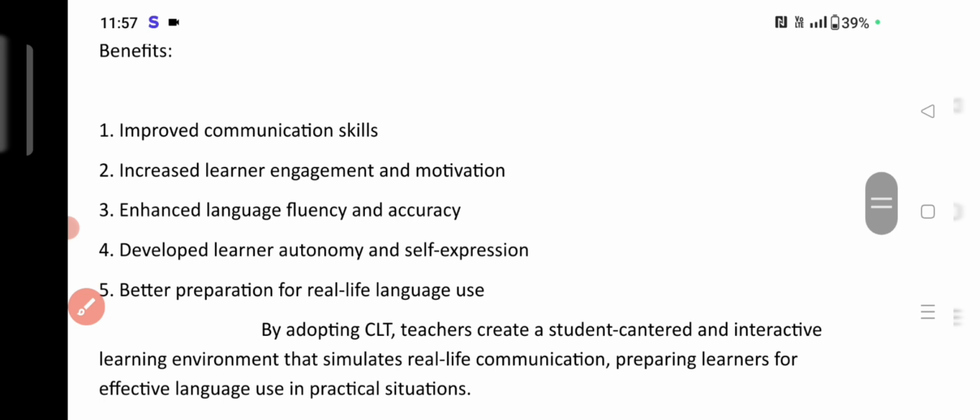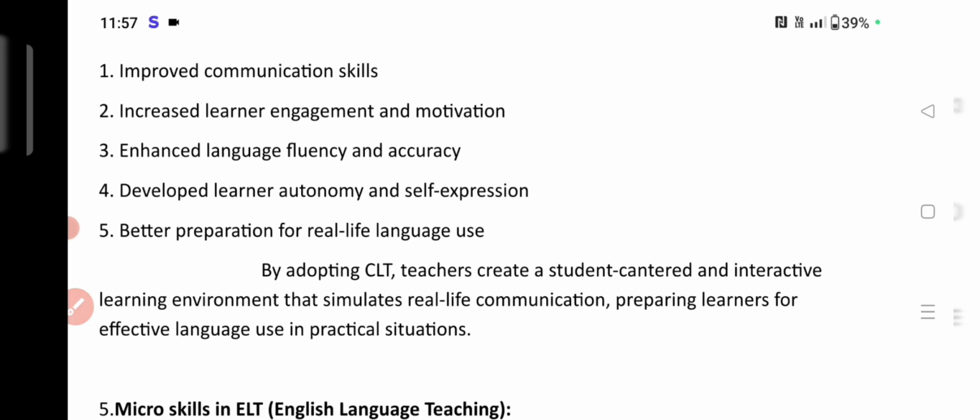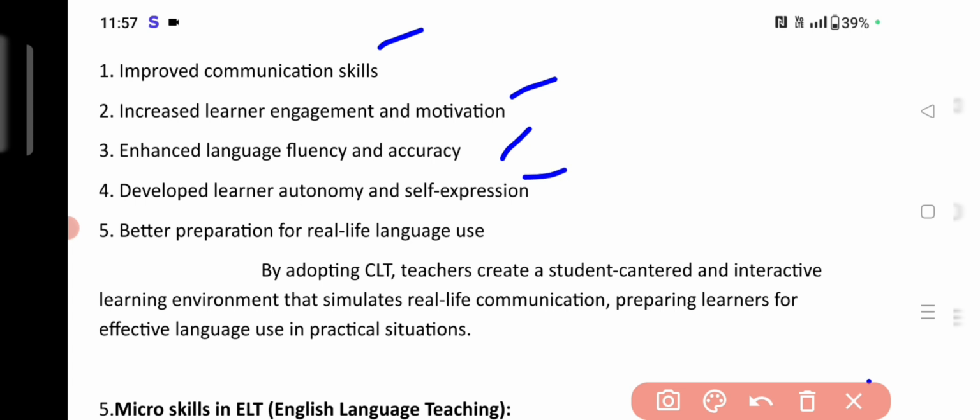So coming to the benefits of teaching English: improved communication skills, increased learner engagement and motivation, enhanced language fluency and accuracy, developed learner autonomy and self-expression, and better preparation for real life language use. So to conclude, by adopting CLT, teachers create a student centered and interactive learning environment that simulates real life communication, preparing the learners for effective language use in practical situations.